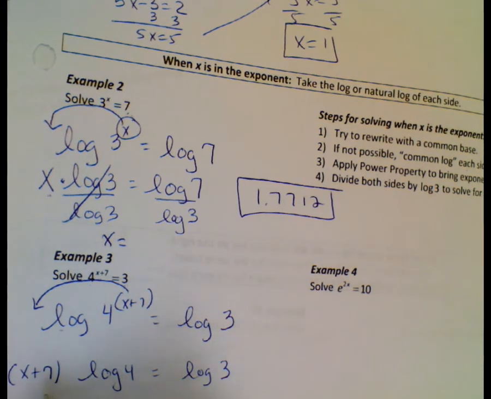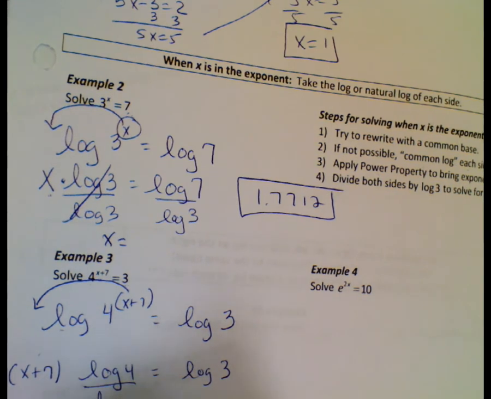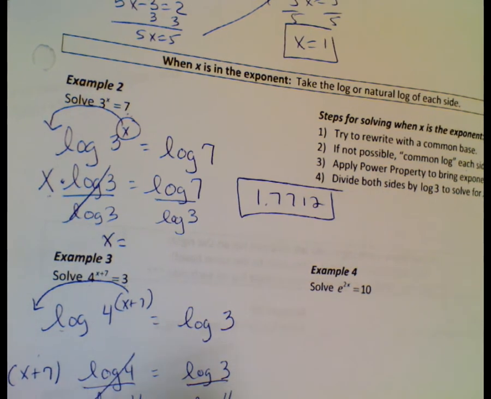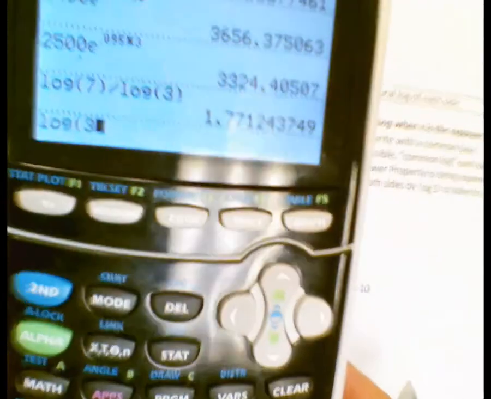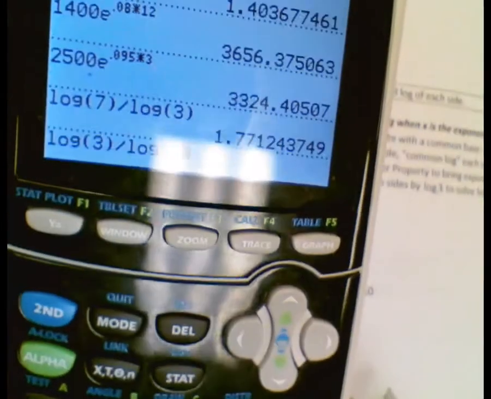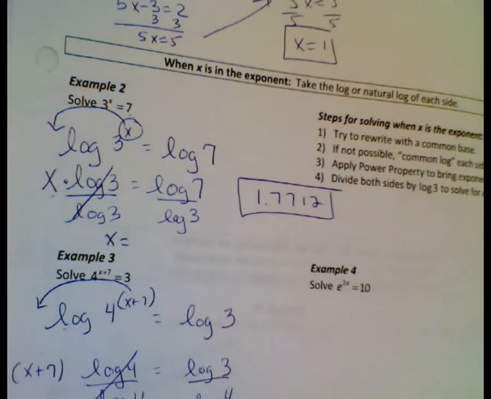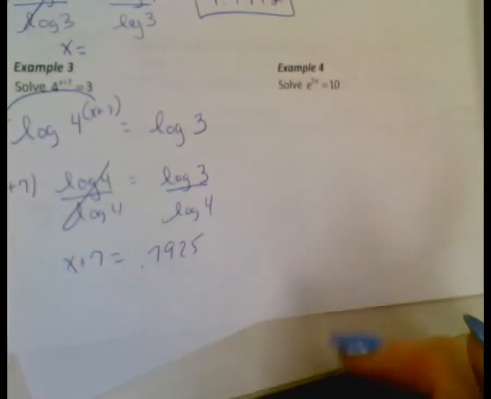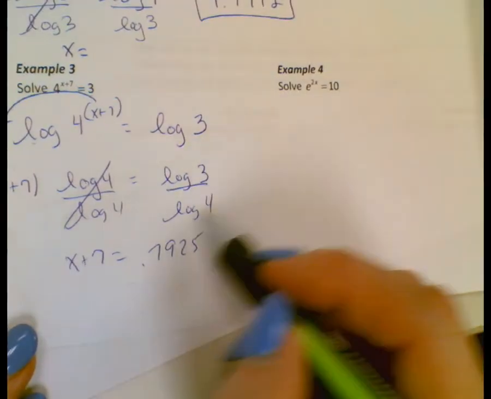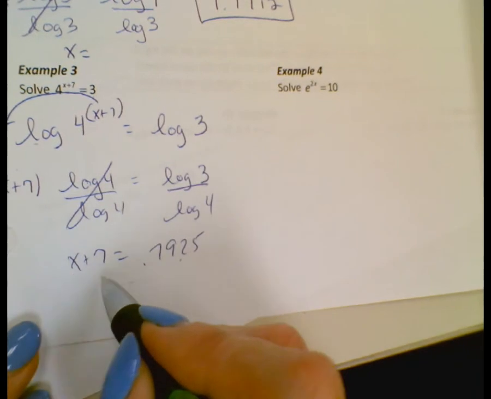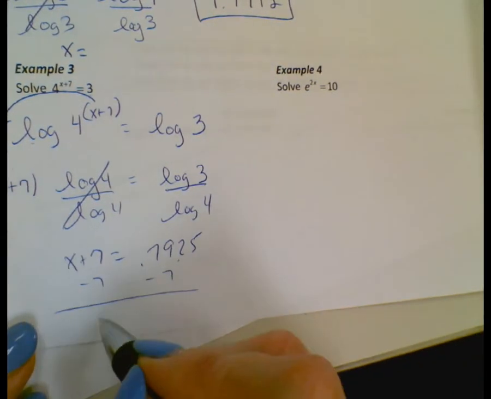To solve for x, I could distribute right here, but why? You don't need to. Let's get rid of log 4 by punching that in, and you have x plus 7 equals, and let's press in log 3 divided by log 4. So that's about 0.7925. We have this. I punch this in the calculator. We got this. So our last step to solve for x is to subtract 7.